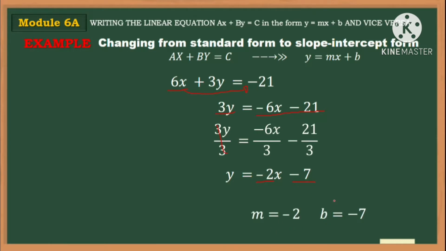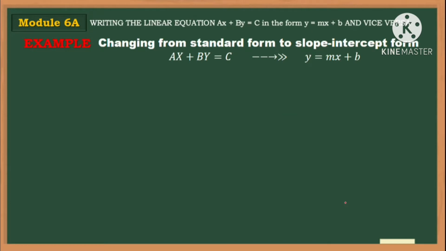So very good. Next, another example. We have 6x plus y is equal to negative 21. So notice, yes, very good. Same, transpose doon sa other side. So that is y is equal to negative 6x minus 21. Is this already in a slope-intercept form? Yes. Why? The coefficient of y here is 1. Therefore, this is the slope-intercept form.